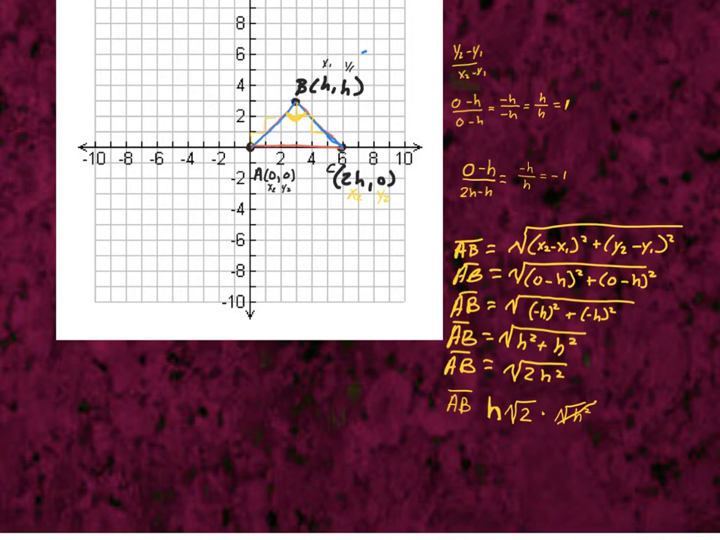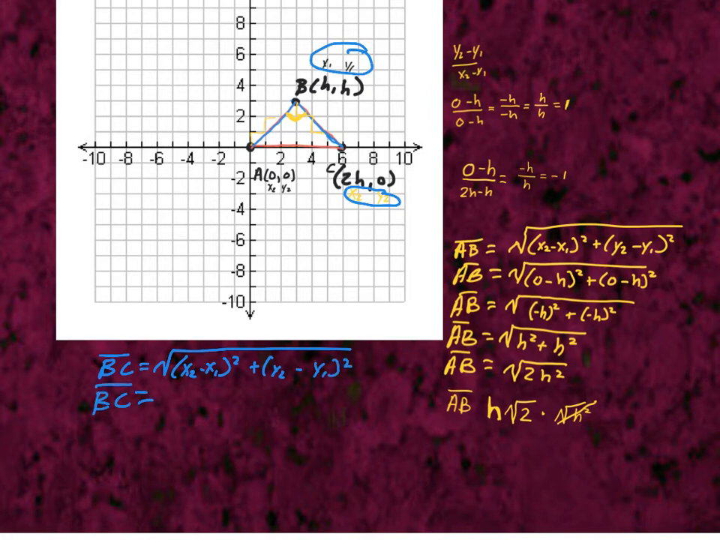So I'm going to use these numbers here, x1, y1, and x2, y2. I'm working on the blue line on the right. So BC is equal to the square root of x sub 2 minus x sub 1 squared plus y sub 2 minus y sub 1 squared, which gives us x sub 2 is 2h minus x sub 1, which is h, that's squared, plus y sub 2, which is 0, minus y sub 1, which is h, squared.